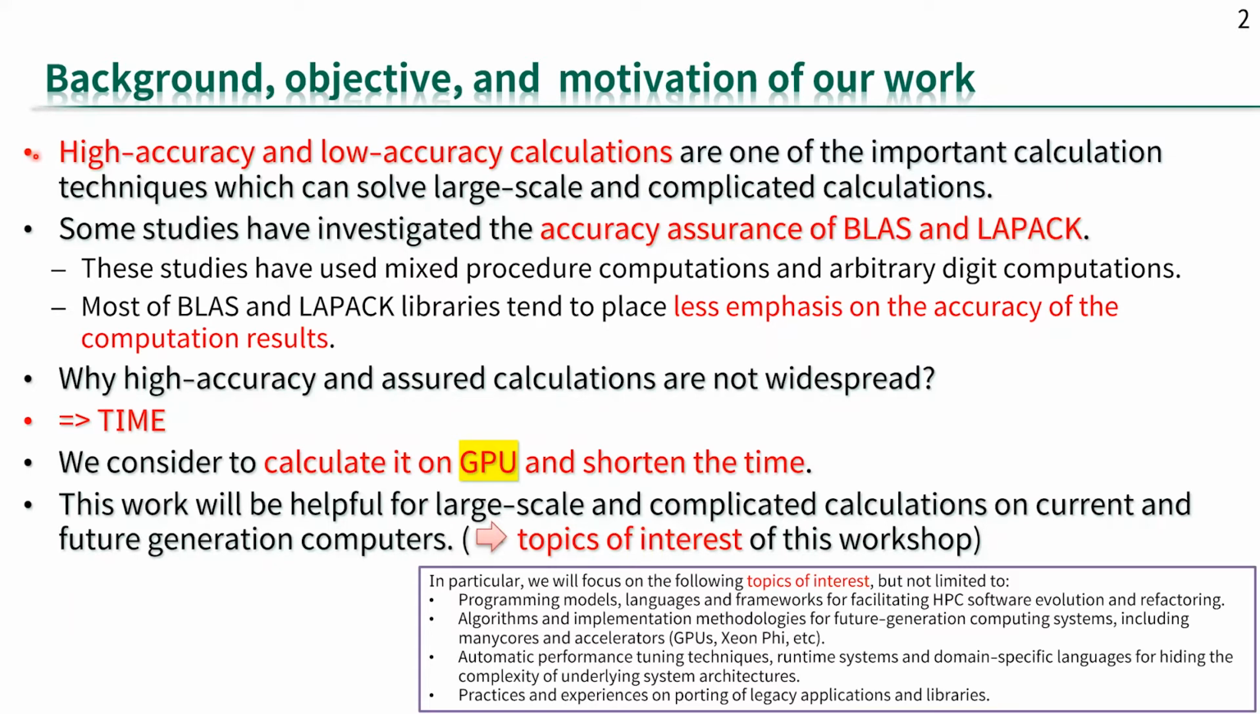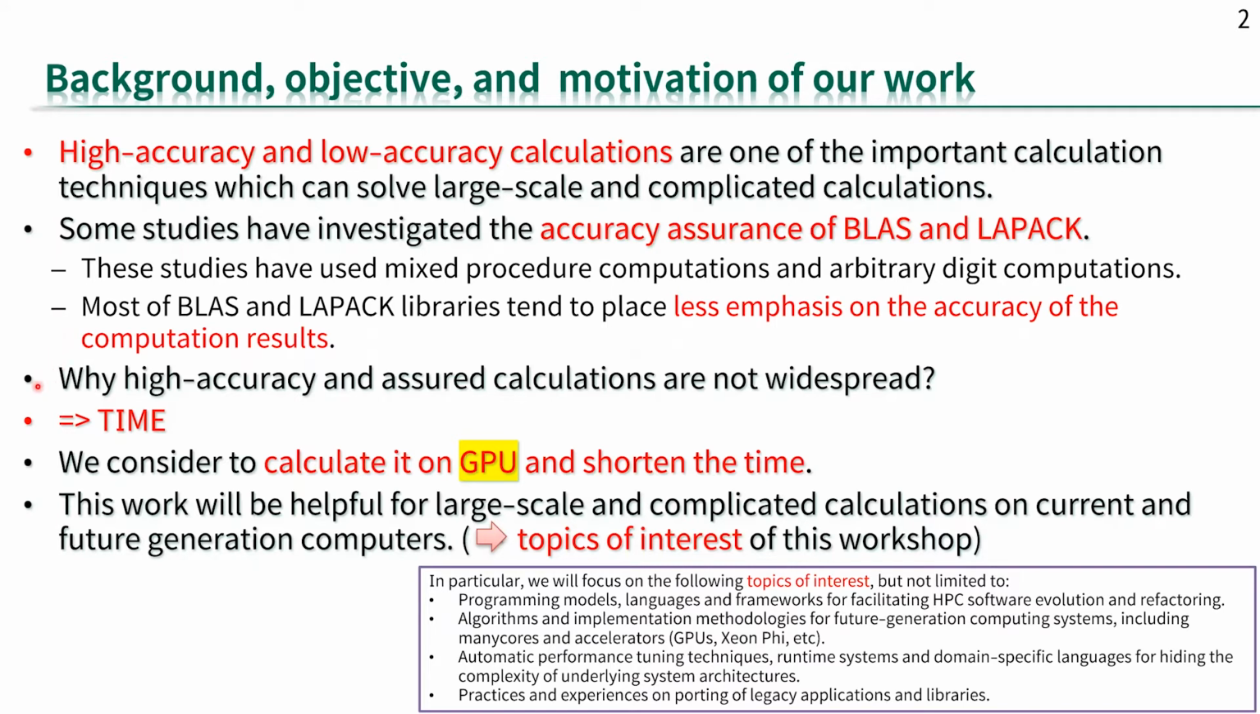This slide shows the background, objective, and motivation of our work. High accuracy and low accuracy calculations are one of the important calculation techniques which can solve large-scale and complicated calculations. Focus on the numerical library. Some studies have investigated the accuracy assurance of BLAS and LAPACK. However, these studies have used mixed precision computations and arbitrary digit computations. Moreover, most of BLAS and LAPACK libraries tend to place less emphasis on the accuracy of the computation results.